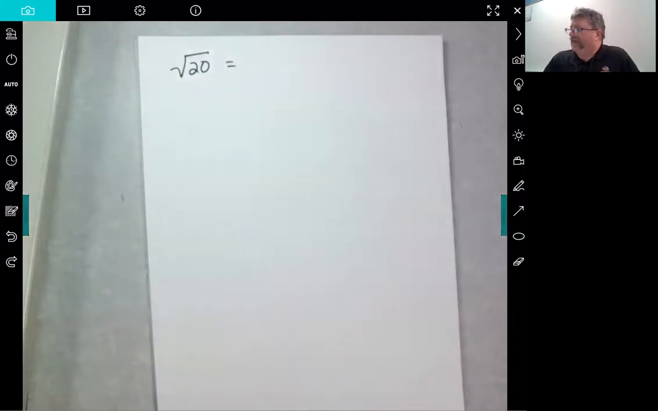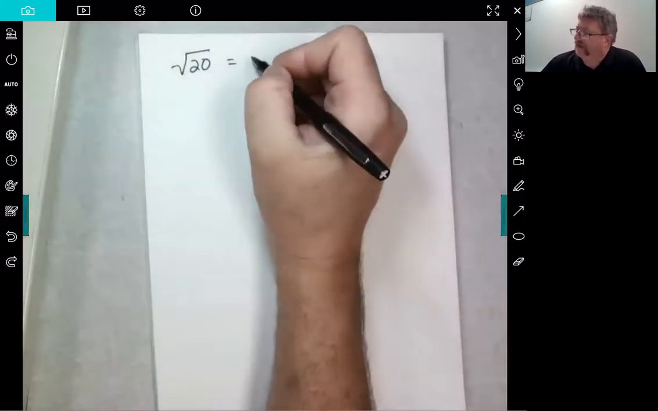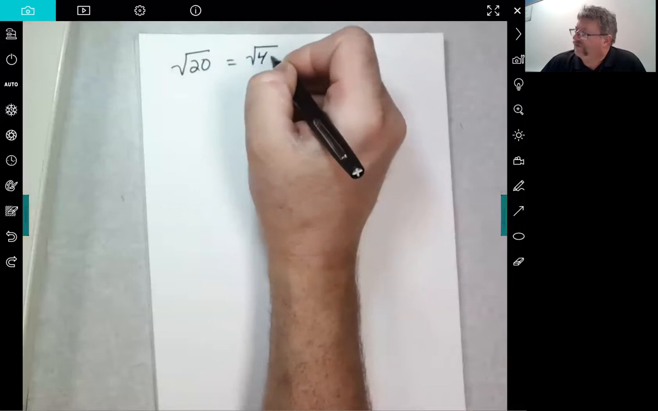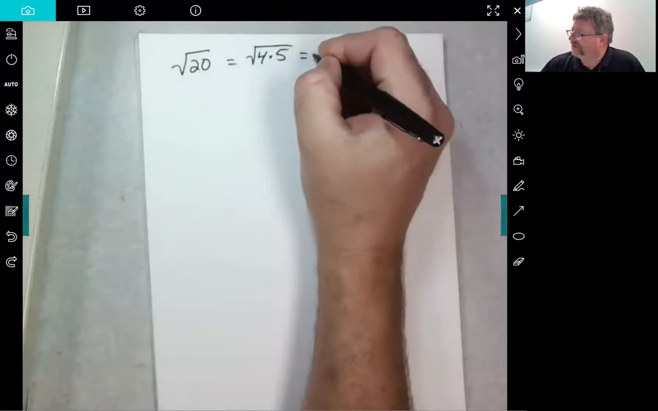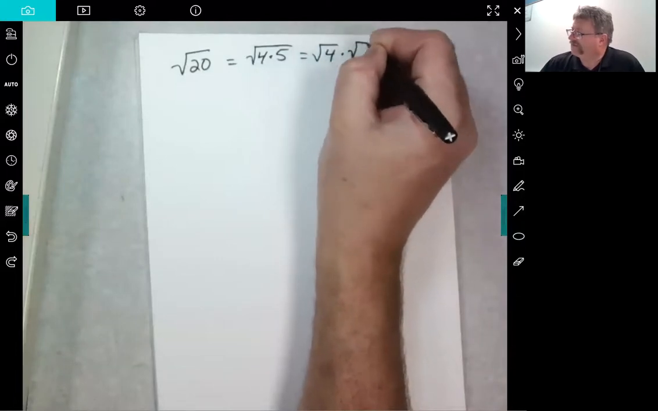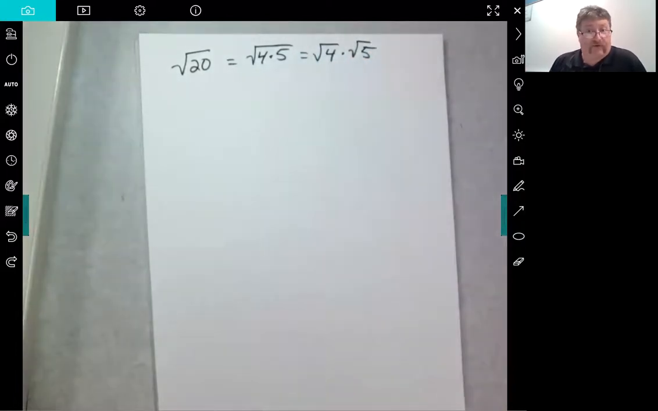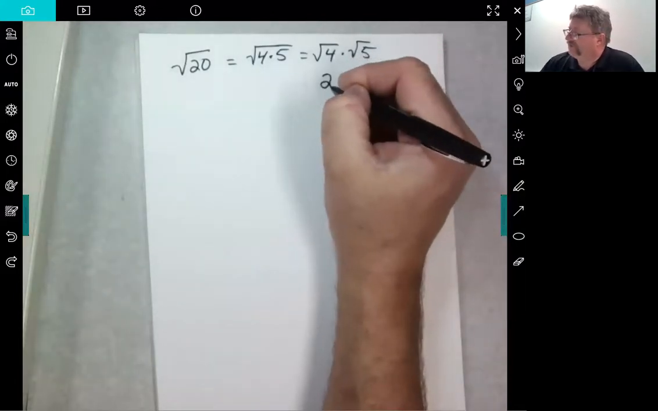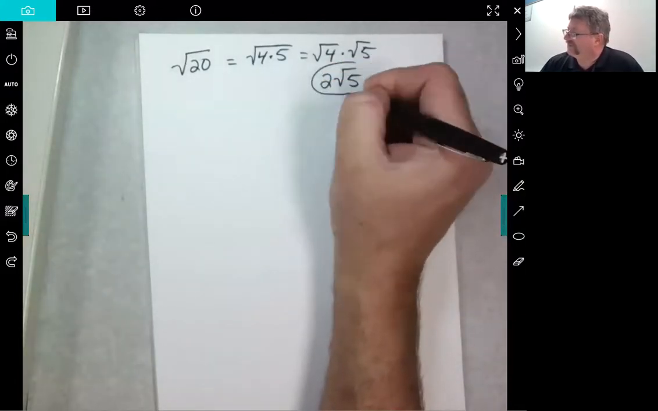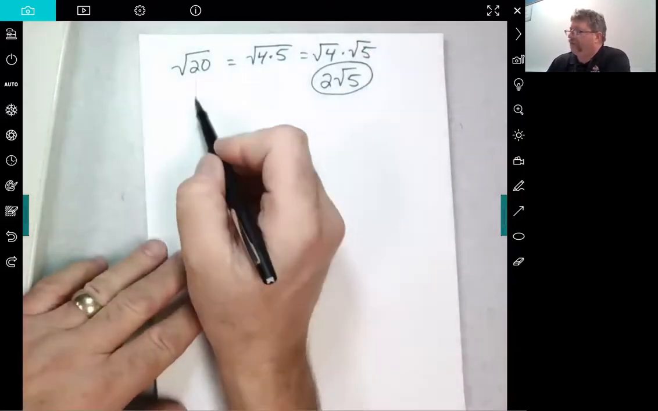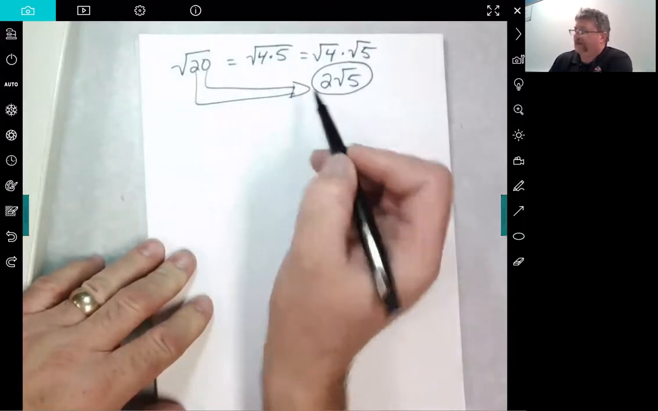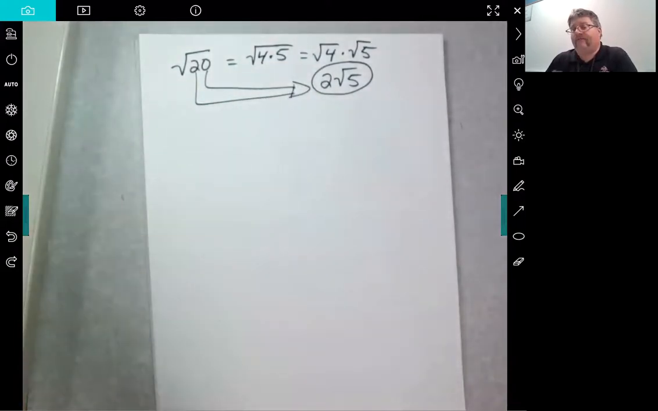So I want to think, okay, that 20, I can use the product rule and say, hey, that 20 is really 4 times 5, because 4 times 5 is 20. And then the product rule says I can call that radical 4 times radical 5. And radical 4, I know, is a nice, pretty 2. So my simplified answer is going to be 2 times the square root of 5, or 2 radical 5. I've taken that 20, which is unsimplified, kind of analogous to an unreduced fraction, and I've reduced it. Same value, different appearance, simplified form.